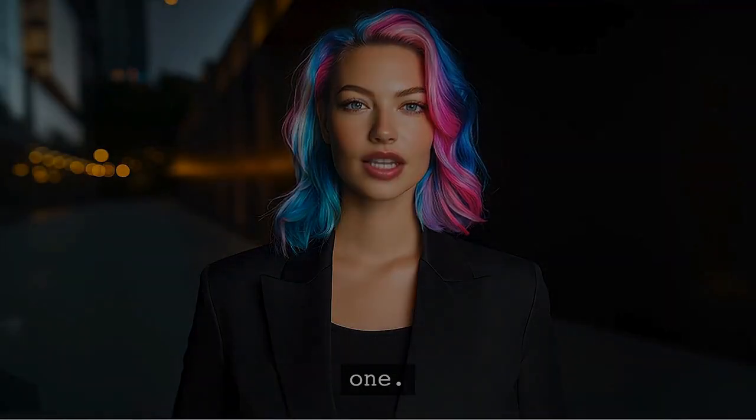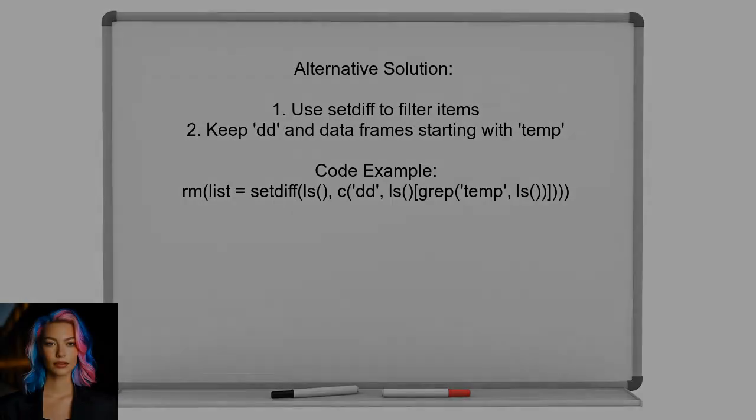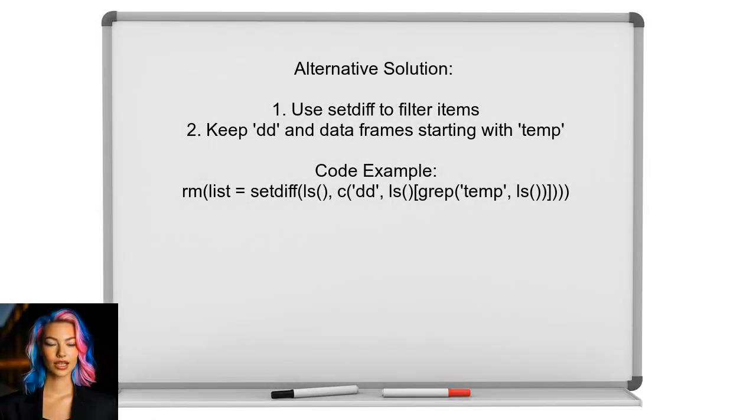Let's explore another one. An alternative solution provided by a user suggests using the setdiff function to remove everything from the R environment except for the specific data frame DD and any data frames that start with temp. This method combines the ls function with grep to identify the items to keep.